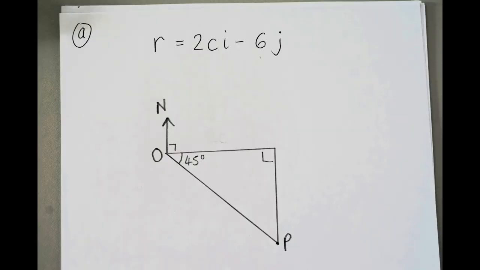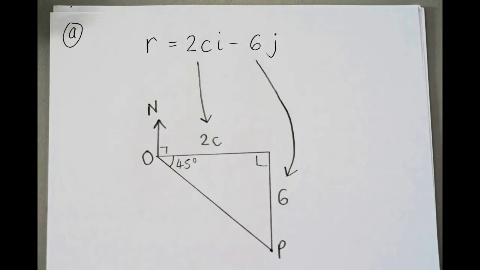We can then label on 2c and 6 using our position vector, i.e. 2c is to the right and 6 is down. We now have two choices to work out c. We could apply trig to the right angle triangle to find out what c is, or we could do a quick calculation about the third angle in this right angle triangle. That is 45 degrees as well, so we know it's an isosceles triangle, so therefore the side 2c would equal the side 6, so therefore c is 3.